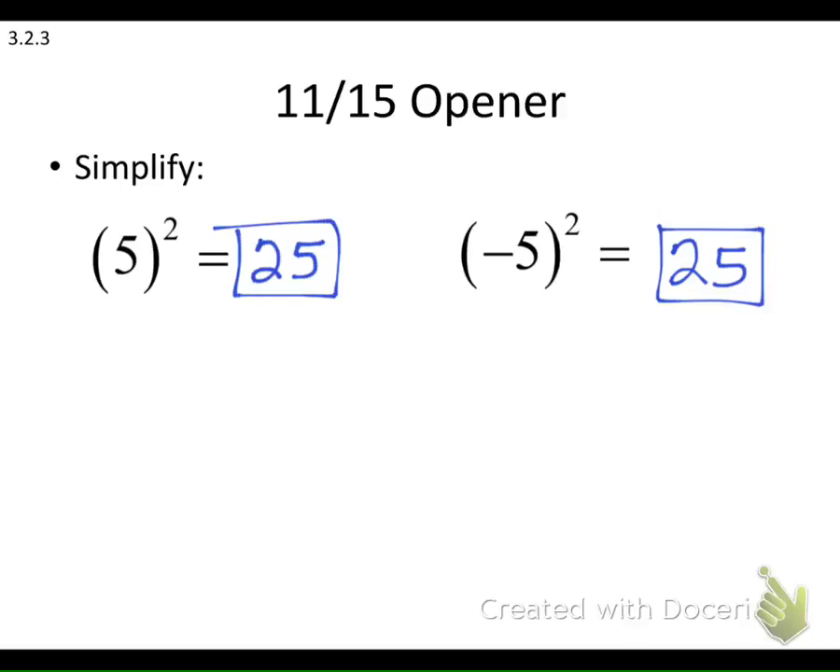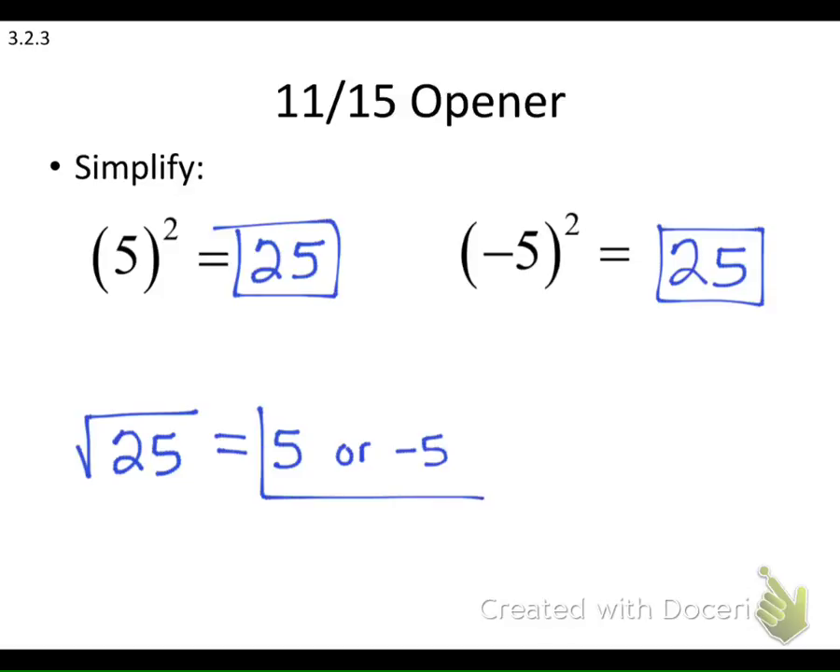So if I would tell you guys to find the square root of 25, what's the square root of 25? What number times itself equals 25? 5 times 5 equals 25, but what else will equal 25? What about negative 5? If I take negative 5 times negative 5, will that equal 25? Yeah. So when you find the square root of a number, there's actually two possible answers.